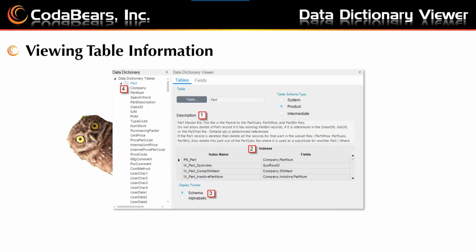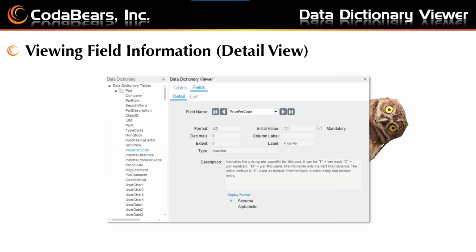So here we can see that the area referenced by number one shows the description for the tables when we're viewing the table information. The number two shows the indexes for the table, which will help you out when joining tables in a query. In the area where number three is shown, you can choose the display format to be either schema or alphabetic. Schema order is the order in which the fields are displayed in the database. And where number four is, you can expand the tree view to see the fields listed in schema or alphabetical order.